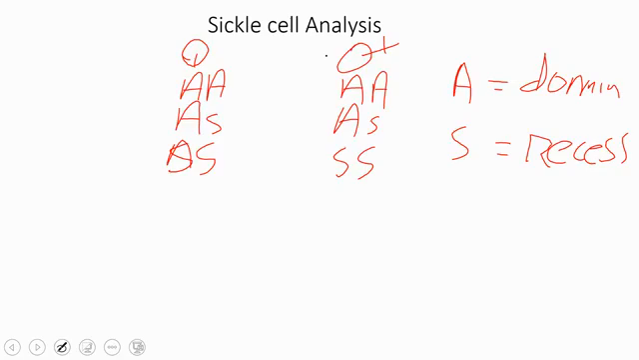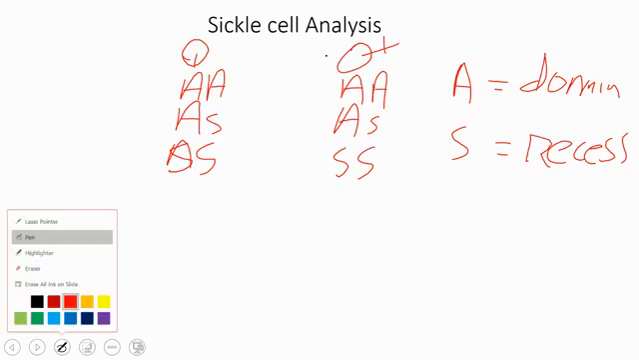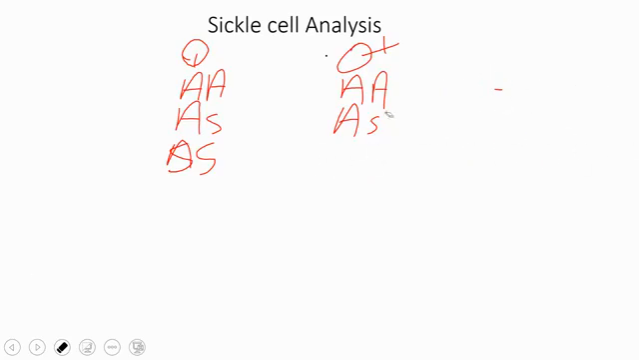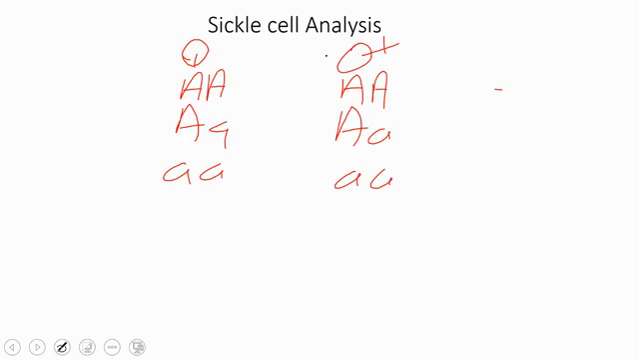All right, I've just been signaled that the example I'm giving, if you are not a scientist, you may not be able to follow. So I'm going to change the SS into small a. So what I was actually saying was that you have AA, you could have A small a, and you could have small a small a. You could also have A small a, and you have small a small a.